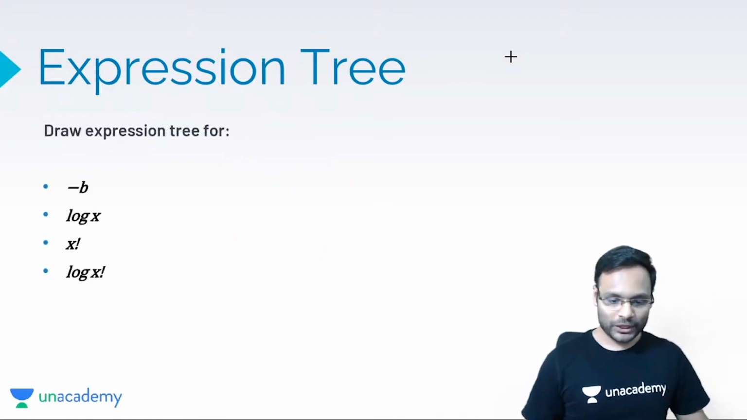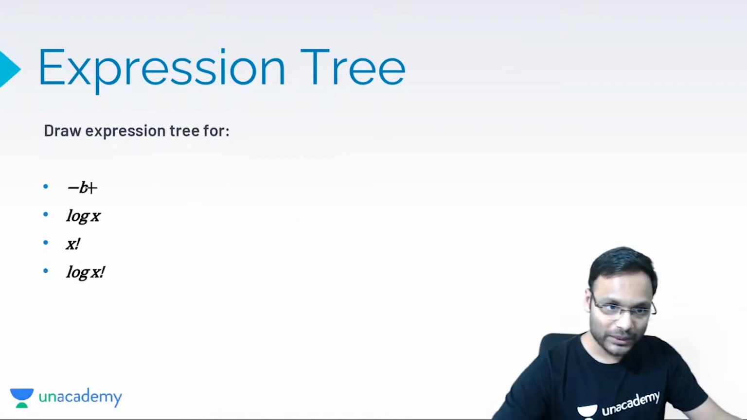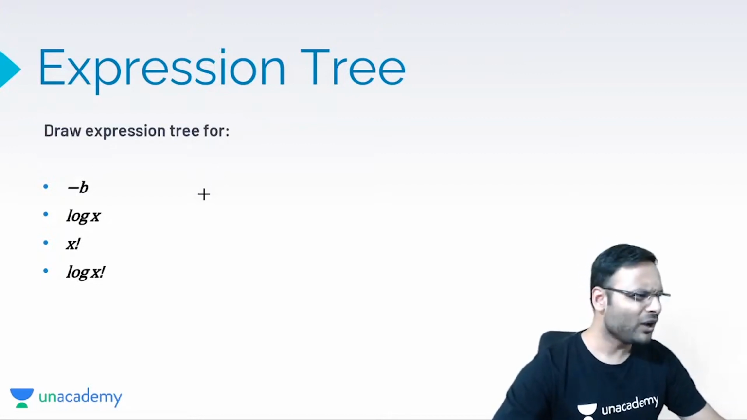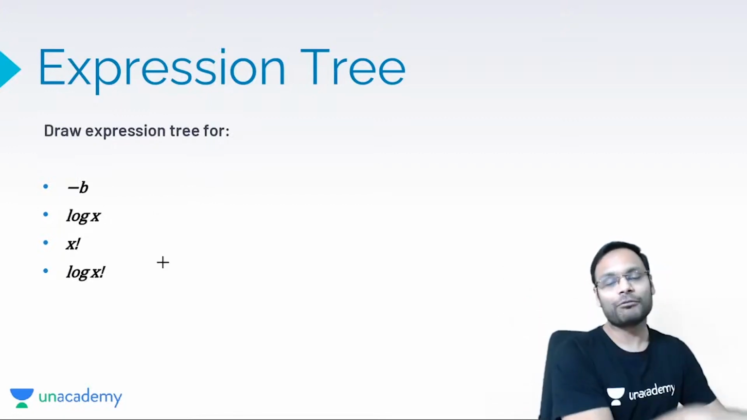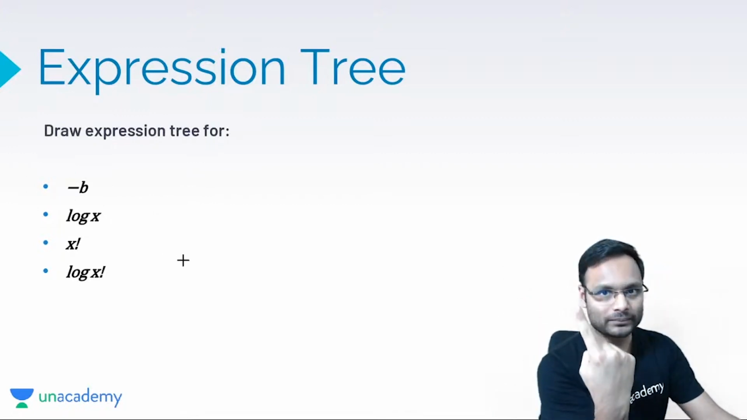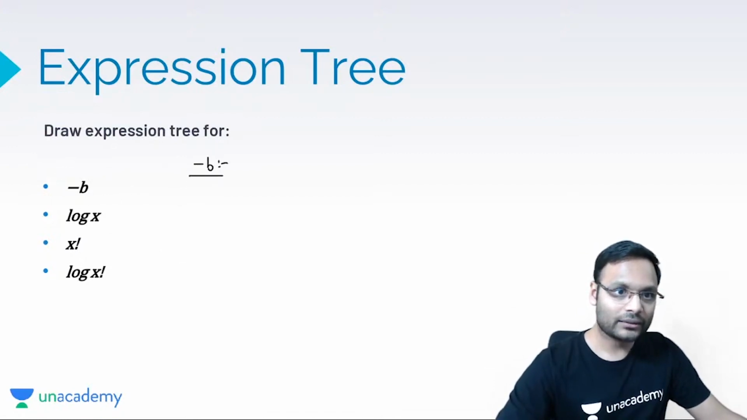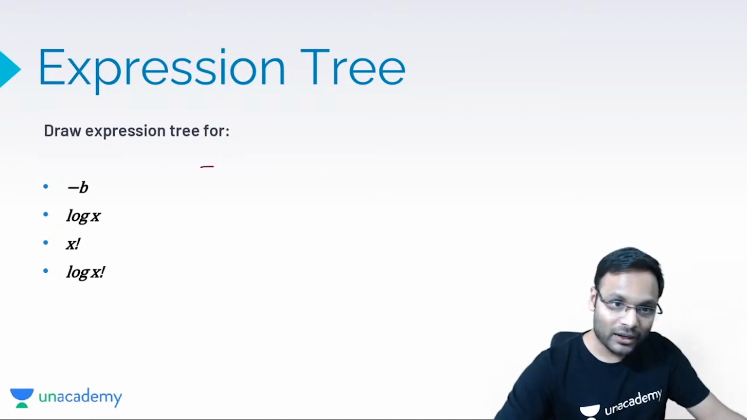Let's draw the trees of these expressions. Minus b: these are actually unary operators. When you have unary operators, in the unary operator you will have either a left operand or a right operand, only one operand. For minus b, what is the operator? Minus. If minus is the operator, only one operand is present, the right operand b.